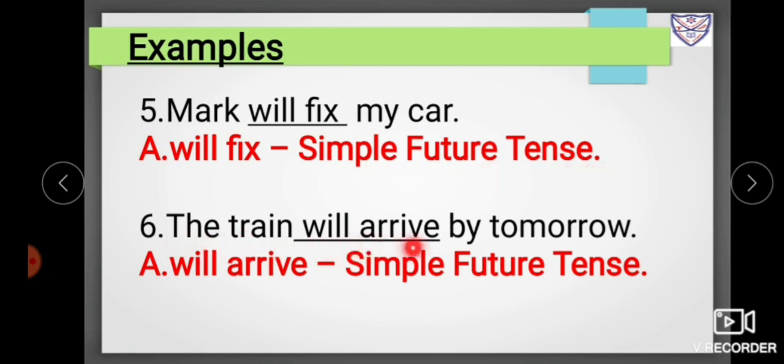Sixth one, the train will arrive by tomorrow. Now over here will arrive is a verb which is in simple future tense, as it shows that this action, or the train will arrive by tomorrow, will be somewhere in the future time. This event will take place somewhere in the future time. Therefore we can say that will arrive is in simple future tense. As well as from here also we can come to know, that is tomorrow. This word tomorrow itself shows that this verb is in simple future tense, right? So will arrive will be in simple future tense.